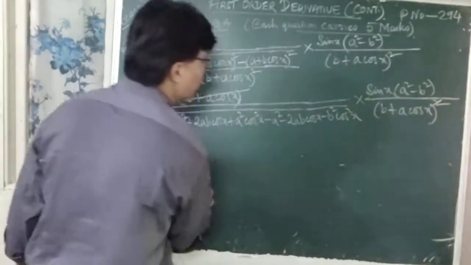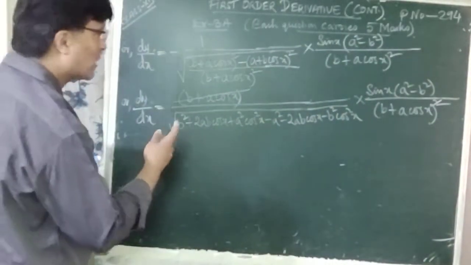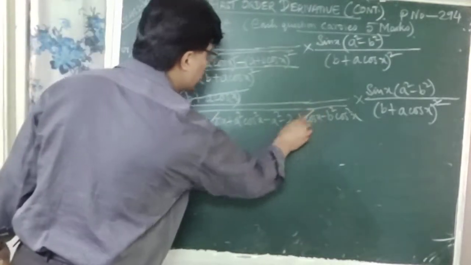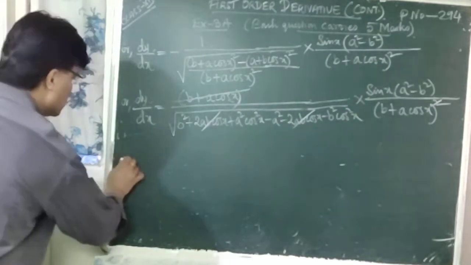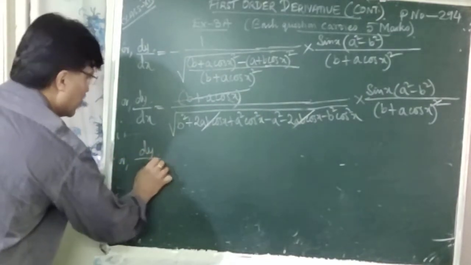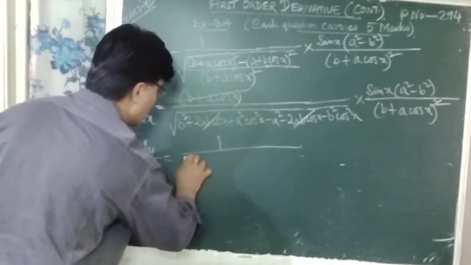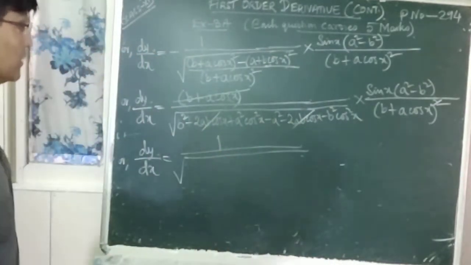So next one, again you can simplify it further within square root. Here you can cancel 2ab cos x. 2ab cos x will be cancelled, or dy by dx is equal to 1 upon, now within square root, okay?